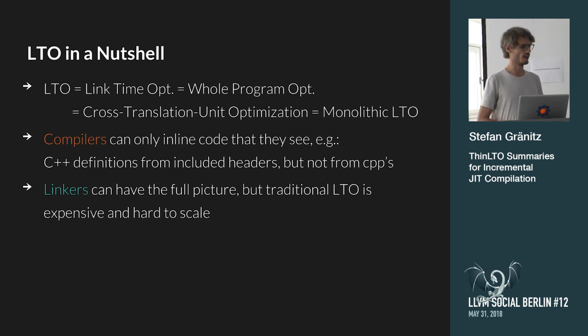It tackles the problem that compilers can only, for example, inline code that they see, and they usually only see one translation unit. So, for example, in C++, if you have definitions inside a header, then the compiler can inline them and optimize across function boundaries. This is not the case if the definition lives in the CPP file, because this is not something the compiler sees. And here the linker comes into the game, and the linker could optimize that because it has the full picture over the whole code.